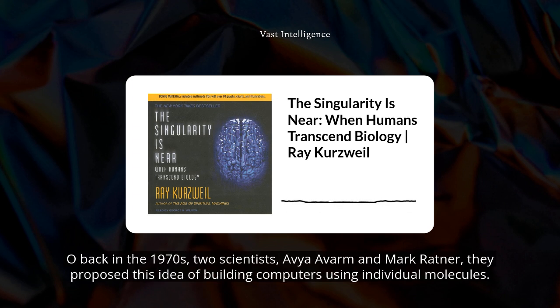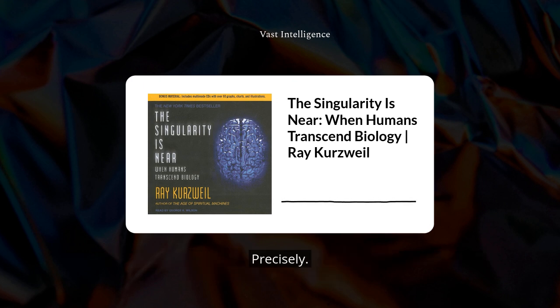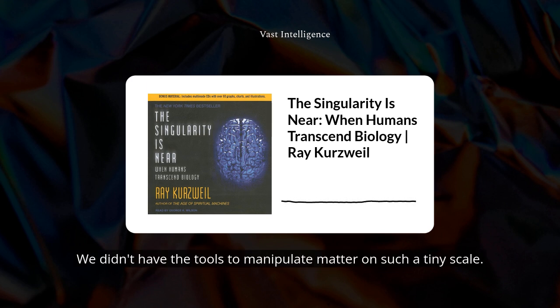Back in the 1970s, two scientists, Avi Aviram and Mark Ratner, proposed this idea of building computers using individual molecules. So instead of silicon chips and circuits, we'd be using molecules as the building blocks of computers. Precisely. At the time, it was purely theoretical. Right. We didn't have the tools to manipulate matter on such a tiny scale.